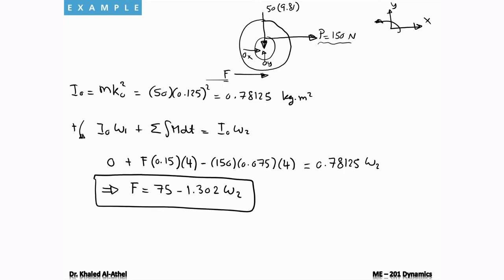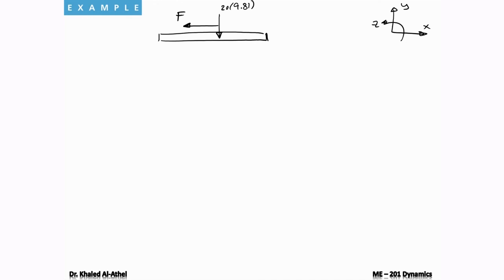Now I can go to another equation, and I'm going to do linear impulse and momentum for the rack at the bottom. If you remember, we said that this is X, this is Y, and this is Z. Now for the rack at the bottom, remember the force was acting to the right, therefore here it's going to act to the left. So this is my force F. I have the weight, which is 20 times 9.81, and I also have a normal force acting in here.